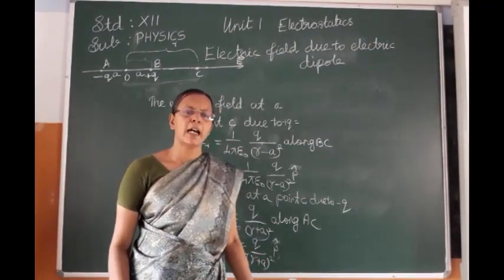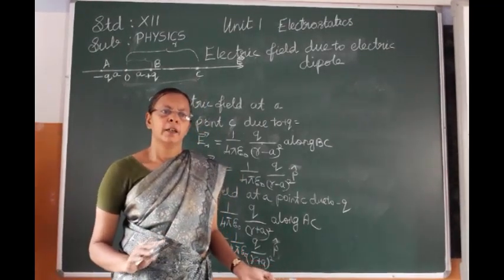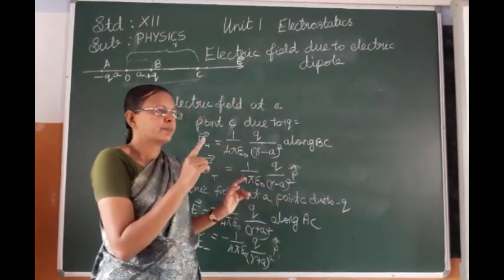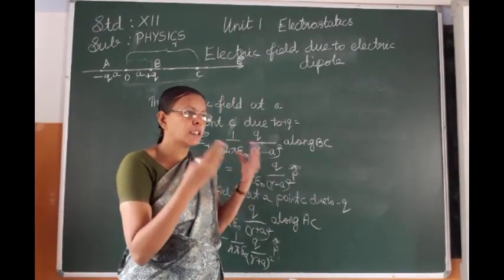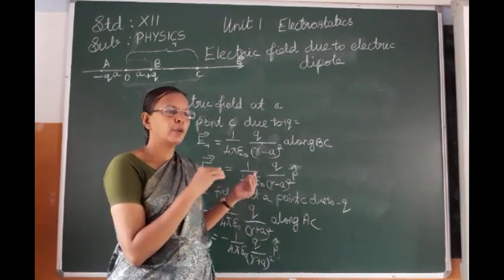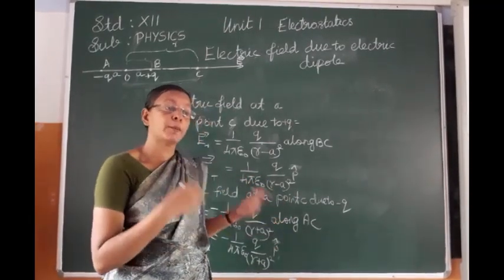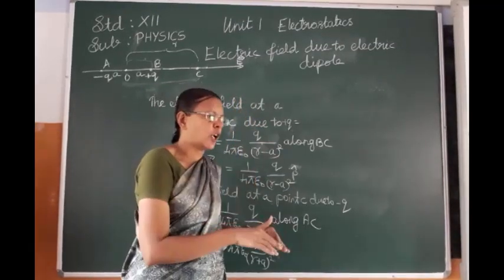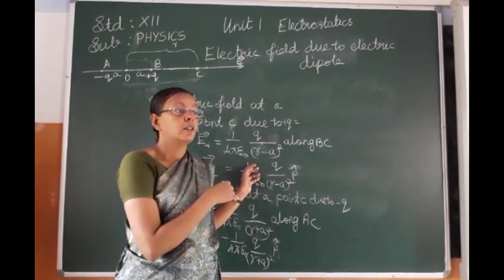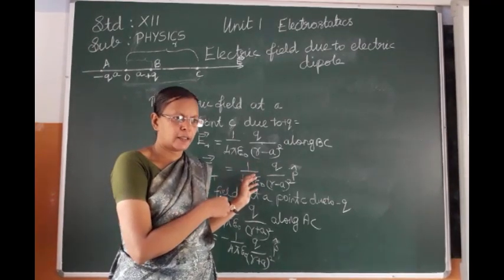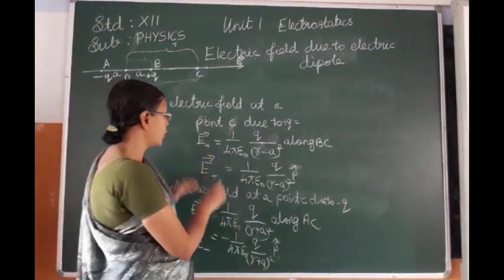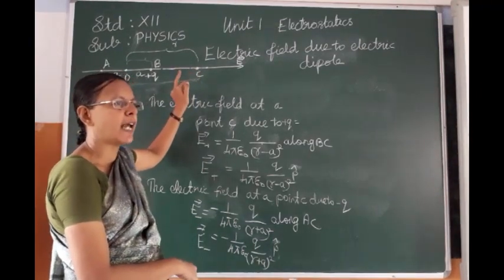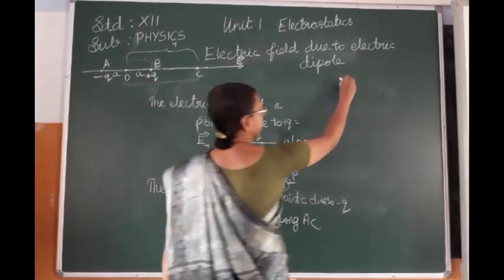Listen, yesterday we have learned the superposition principle. When one point charge exerts some force on another charge, we use Coulomb's law. But when one or more point charges act upon a particular charge, at that time we need this superposition principle to find out the electric field. So here two charges acting at a point C, so here we have to use that superposition principle.